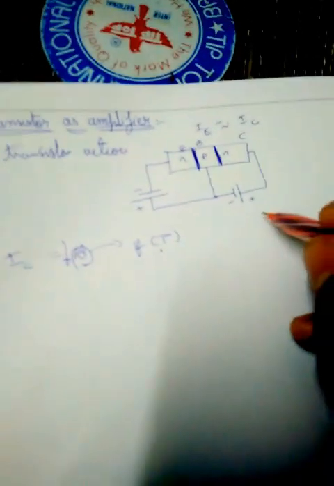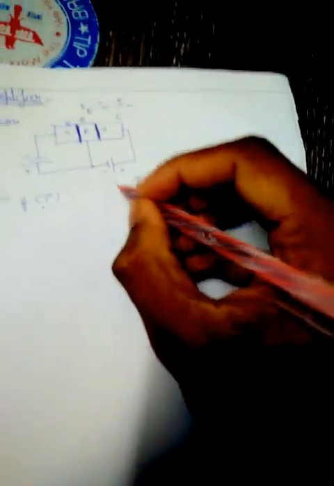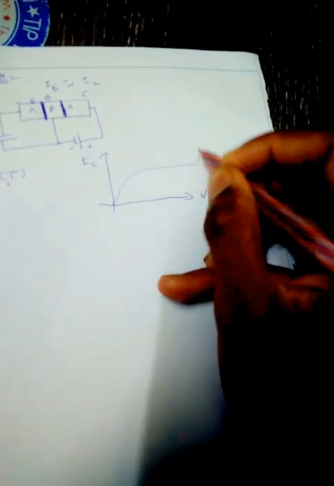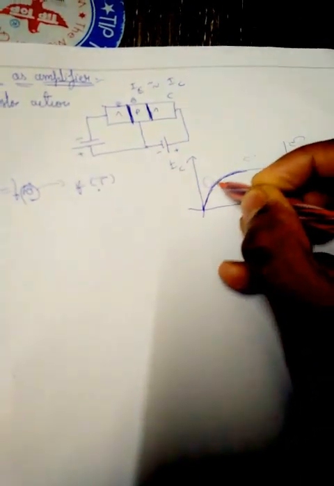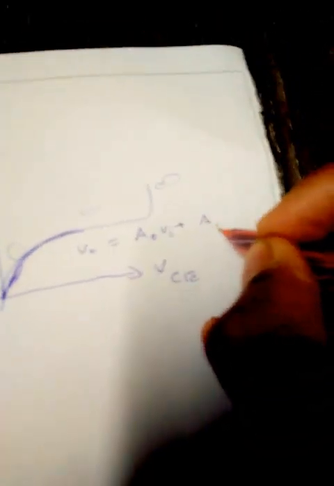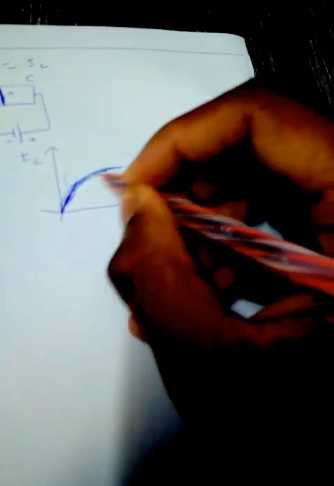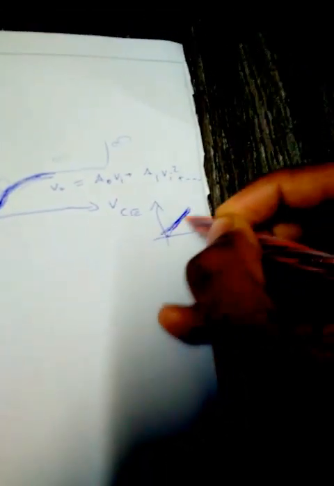Let me draw the output characteristics, VCE versus IC, of a transistor. This is the breakdown region, this is the saturation region, and this is the linear region. In this linear region we can see that this is a curved region. So for the transistor the output voltage will be A0 into Vi plus A1 into Vi squared and so on. The output will be non-linear because of this non-linear curve. For a linear output we need the curve to be straight, with a constant slope.